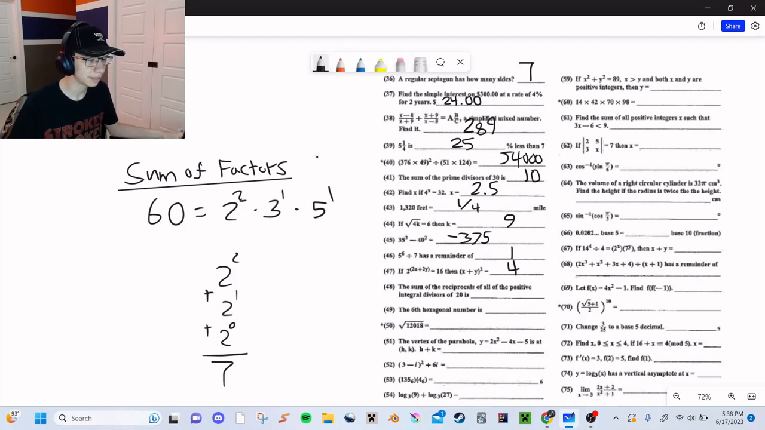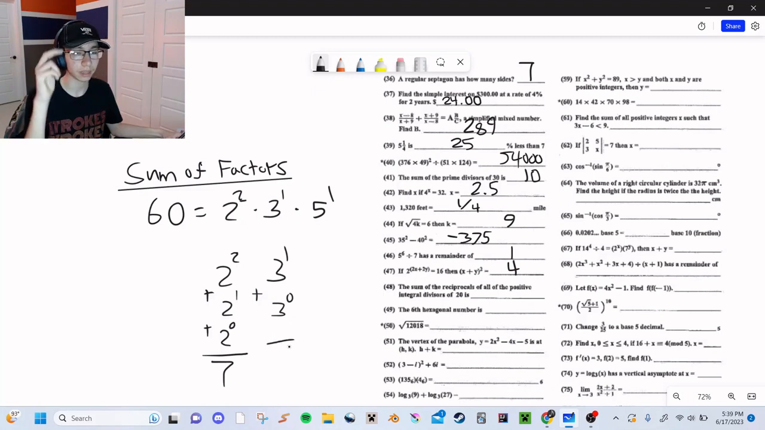So I'm going to add all of these factors. For each prime factor, I'm going to add all of their powers going down to 0. So I have 2 to the 2nd, I'm going to add 2 to the 1st, and then 2 to the 0th power. That's 4 plus 2 plus 1, that's 7. Let's do it for 3. I have 3 to the 1st, I'm going to add 3 to the 0th power. It's going to be 3 plus 1, that's 4.